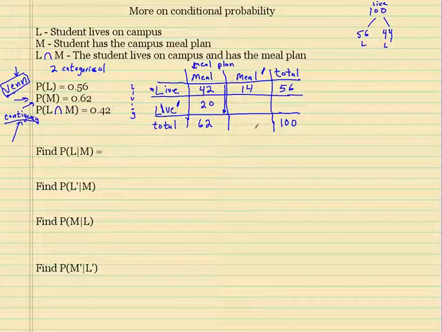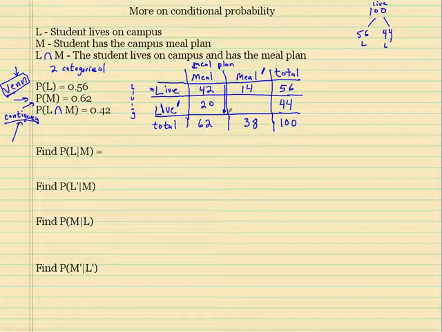Now we need to fill in these numbers. If this is 62, 8 up to 70, and then from 70 to 100 is 30, so that would be 38. See how I did that? 30 plus 8. Then 56 to 100: 56 to 60 is 4, 60 to 100 is 40, so this would be 44. You could do this two different ways, and they should work both ways.